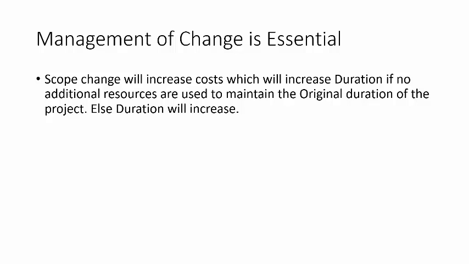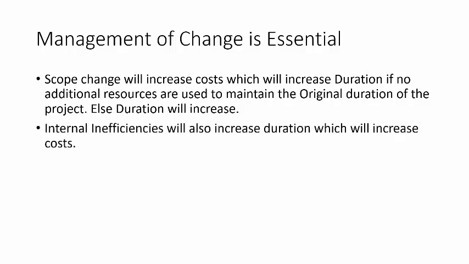Scope change will increase costs, which will increase duration if no additional resources are used to maintain the original duration of the project. What I'm trying to say is, if there's a scope change here, you have two options. Either you get additional resources to address the scope, once it's approved by the client, or not approved, of course. In our case, we end up having claims. So to prevent the duration increase, we get additional resources. Or we say no, we can't get additional resources. We will address the scope, but automatically when you address the scope, it's going to shift the critical path, and automatically you would have gone over the target date of the project. So scope change is key here.